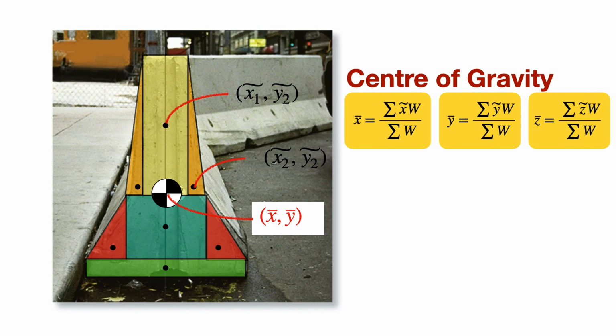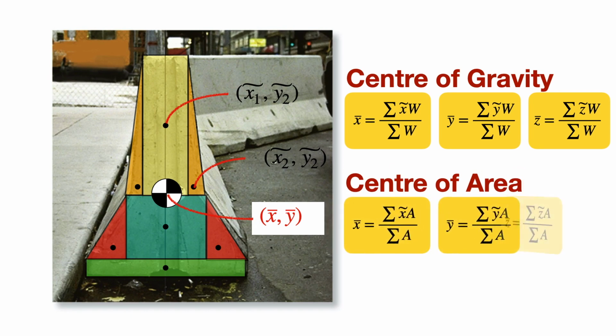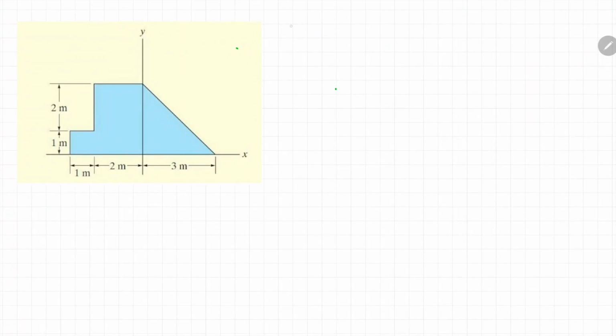Similarly, if you want to calculate the center of area, you multiply the centroids of each shape with their area. You sum it up and divide it by the total area of each shape. Depends on what you're looking for. Now, let's look at this very simple example. You are required to find the location of the center of area for this particular boundary, the shaded boundary.